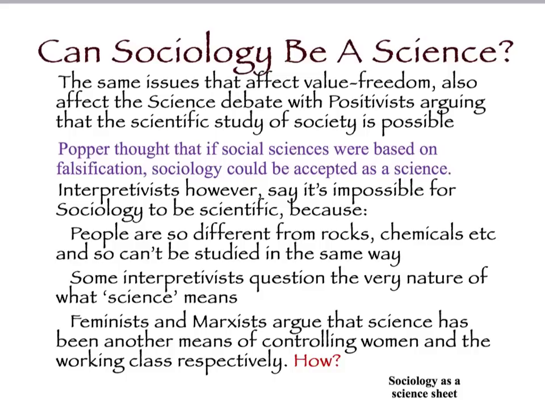Feminists and Marxists, finally, argue that science is another means of controlling the less powerful groups in society. So feminists would argue that science has been controlling women, okay, through promoting the idea that men are physically stronger than women. And Marx argues that science has been used by the ruling class to suppress the working class and to control their behaviour. Okay, I mean, the development of different technologies now is used to monitor people.